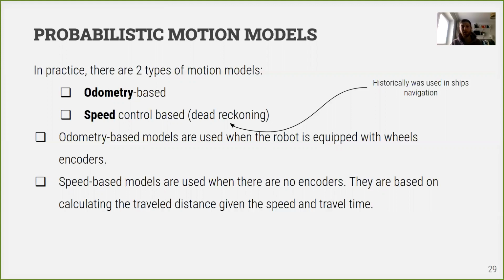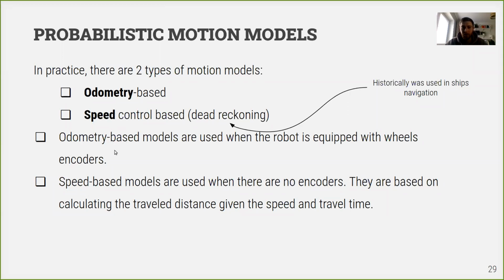So actually, these speed-based models were initially used in ship navigation because when we're controlling our ship or vessel, we know the speed we are commanding the vessel to move, and we can estimate traveled distance and our coordinate in sea by integrating the speed we were commanding our vessel in different moments of time. So these are two major types of motion models, and we will discuss them separately, and then we will see that they're quite equal actually in the results, so you can choose which one to use.